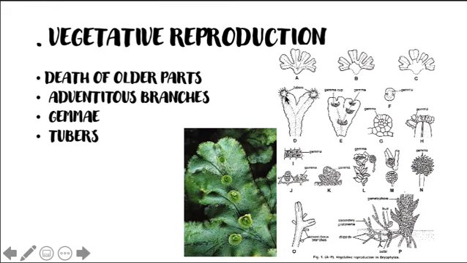So what happens when there is a favorable condition, that means when there is rain? When it starts to rain and it becomes more favorable for the plant to grow, the tubers will become active and give rise to new plants. So these are the different types of vegetative reproduction that we can see in bryophytes.